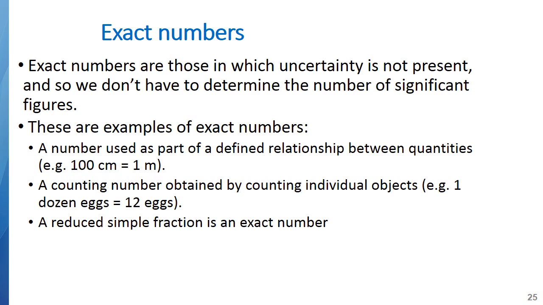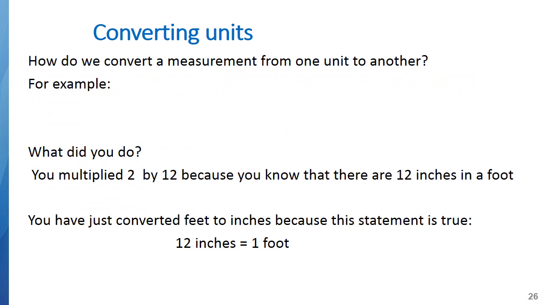Same thing with a counting number, like a dozen eggs means 12. There's no uncertainty there, it is just 12. And then again, a reduced simple fraction is also an exact number.